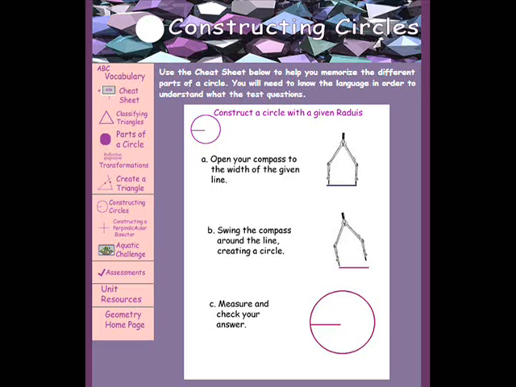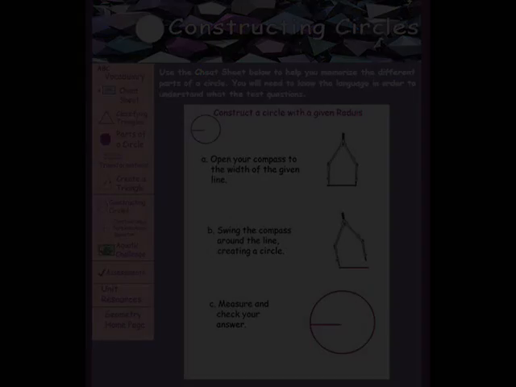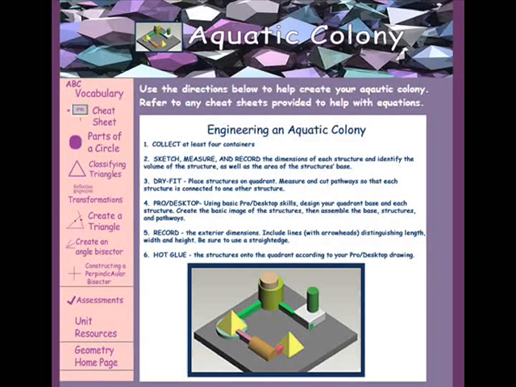One of the engineering challenges that I was able to create for math was the aquatic colony. Basically the students have to create a colony, an underwater city, and they have to find containers that could represent the different buildings. Once they've created it, they have to make a 3D drawing, which you can see at the top of the page in the website, along with the step-by-step directions as to what they have to do. In the end, the mathematical piece is finding the surface area, the area, and the volume of their structure.